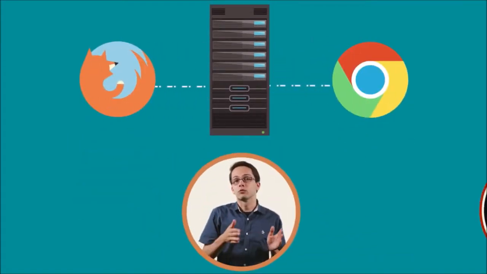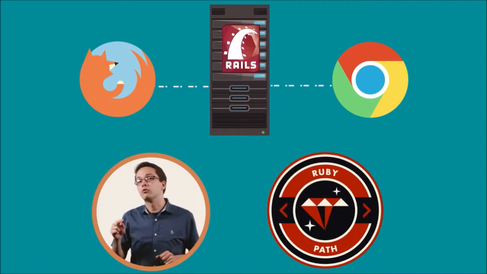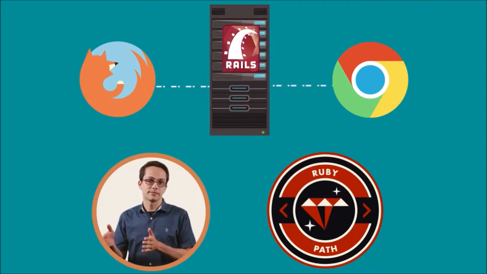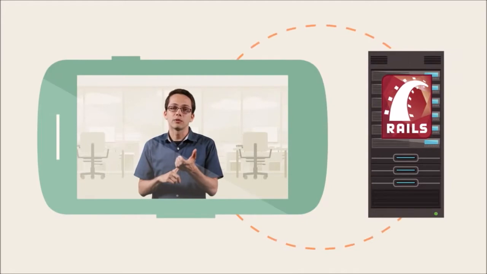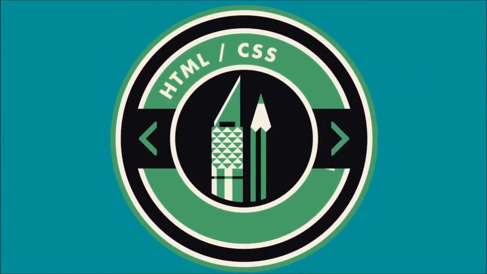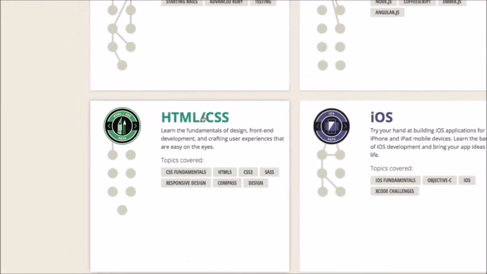This is where languages like Ruby and frameworks like Ruby on Rails come in. They're the backend of our websites. These same Ruby backends can be programmed to interface with iPhone apps, which are programmed using the language Objective-C. Now that you have an overview of how things stick together, let's take a deeper dive into each Code School path, starting with the HTML and CSS path.